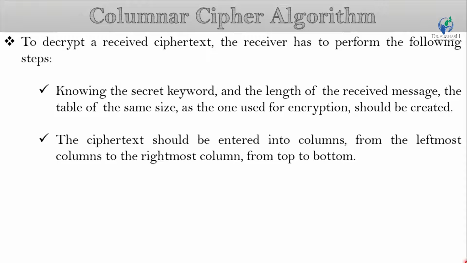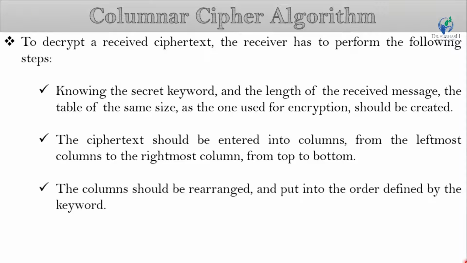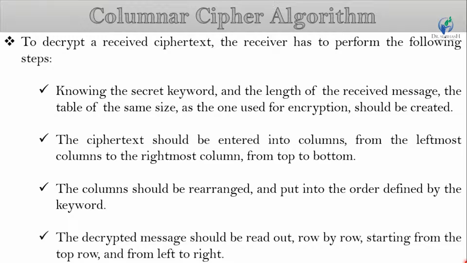Third, the columns should be rearranged and put into the order defined by the keyword. And fourth, the decrypted message should be read out row by row, starting from the top row and from left to right. So this way we have performed decryption. I hope you understood how the columnar cipher algorithm works.